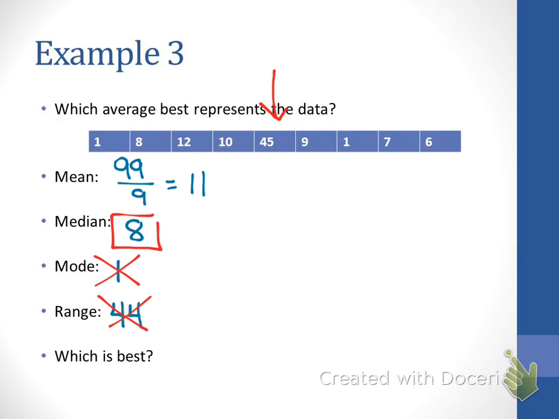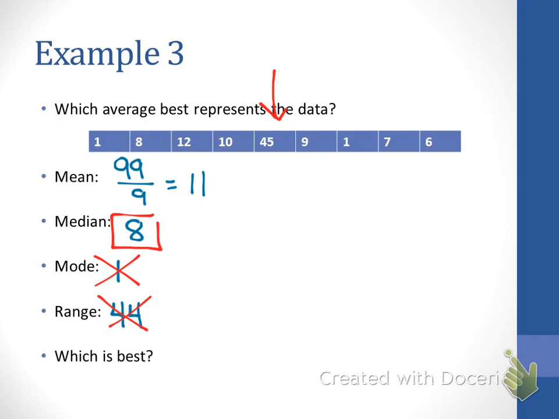I would say probably most of the time the median is going to be the best representation. So although I don't want you to guess ever, if you had to guess, median would be the best guess because most of the time it's the best one. It's not affected by outliers, right? I've got 8 in the middle. It doesn't matter that 45 is way up here on the end, does it? It's not affected by it. It's the number in the middle. But the mean is affected by outliers.